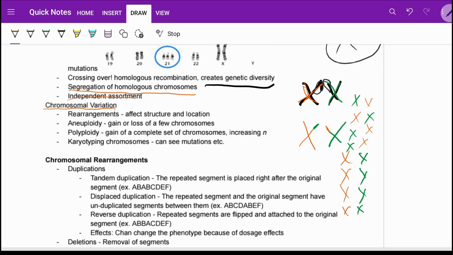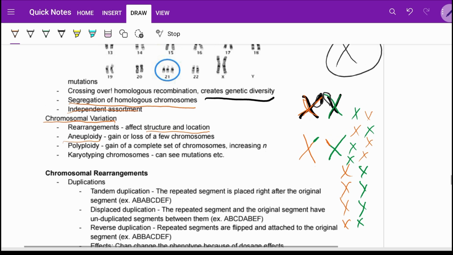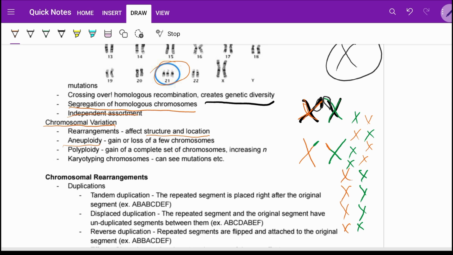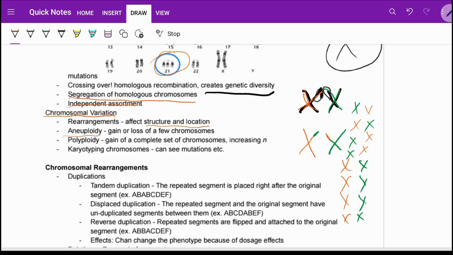There are a few types of chromosomal variation. We have rearrangements, which affect structure and location of the chromosome. We have aneuploidy, which means you gain or lose a few chromosomes, like we see here in trisomy 21 or Down syndrome. We have polyploidy, which is the gain of a complete set of chromosomes, increasing n. So if you were 2n and you had polyploidy, then that would probably go to like a 3n or a 4n. That means you have multiple copies of the chromosomes, more than you're supposed to have.